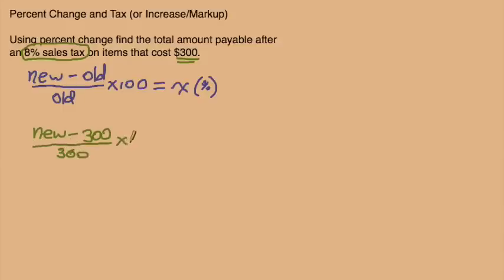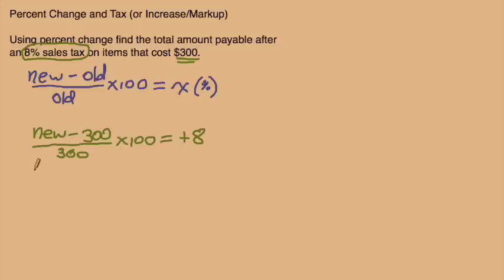And then times 100. And when I get it over to the other side, it's a sales tax, so it's an increase. So I'm going to write a positive 8%. Now the plus isn't important, but you have to think about what its sign is for some of these later formulas that we're going to have to work with.